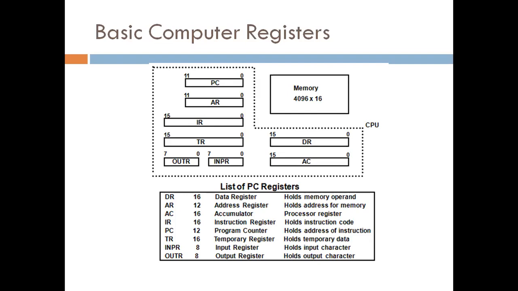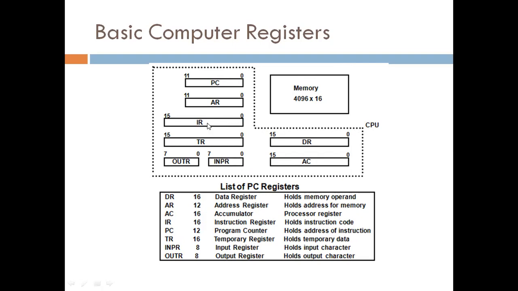Here we are going to discuss the basic computer registers. In a computer there are basically 8 registers. These are the basic computer registers which are connected with memory. Out of these 8 registers, 2 registers are 12 bits in size: program counter and address register. The address register holds an address for the memory, and the program counter holds the address of the next instruction which is going to execute.